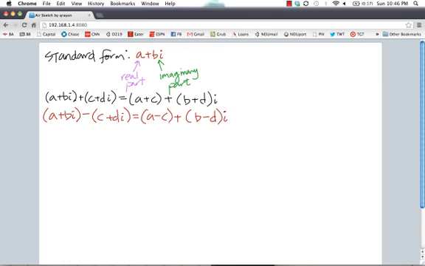Now let's take a look at some examples. We'll look at example 1. We've got 8 minus i plus 5 plus 4i.